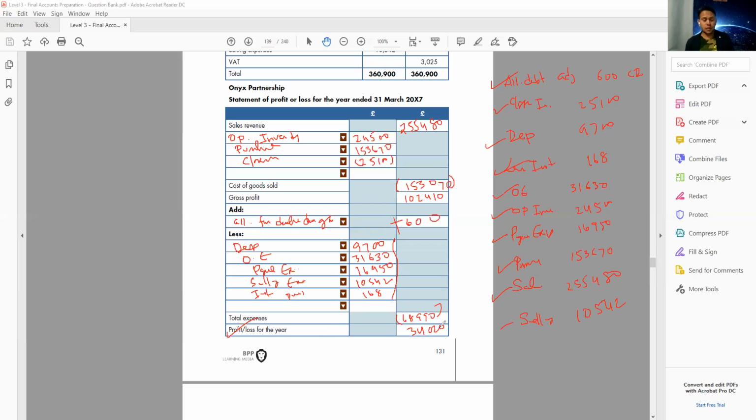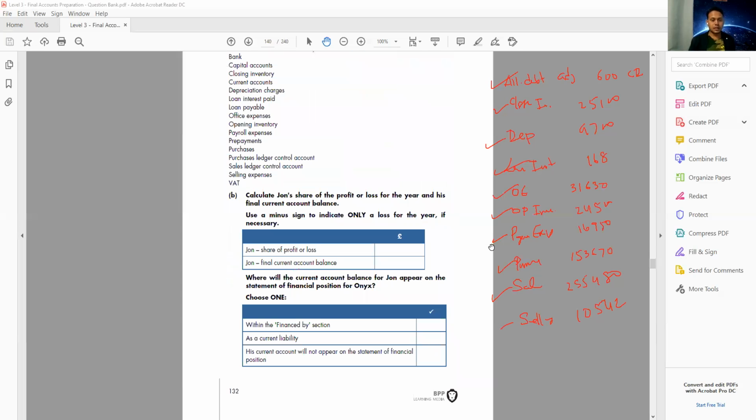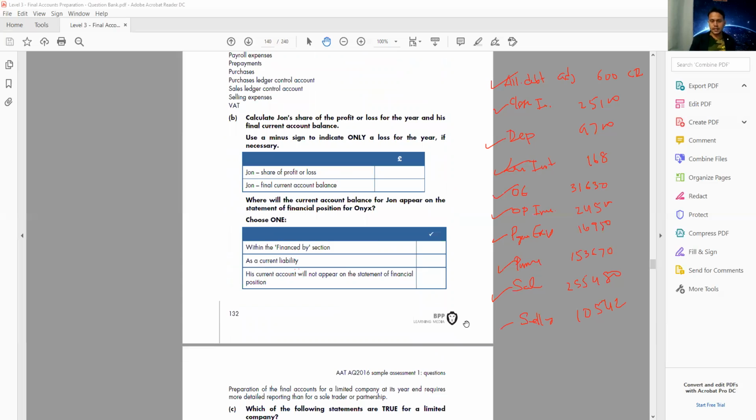All right, so we have this profit. It's not very difficult, you can see it. If you know which item goes where, like which item goes to the income statement and which item goes to the statement of financial position, it's not difficult at all. All right, so let's move on. Let's have a look at what question we have next. What is the next requirement?